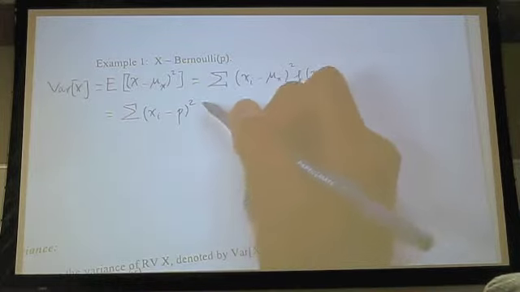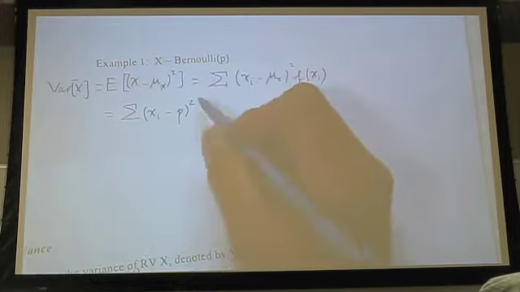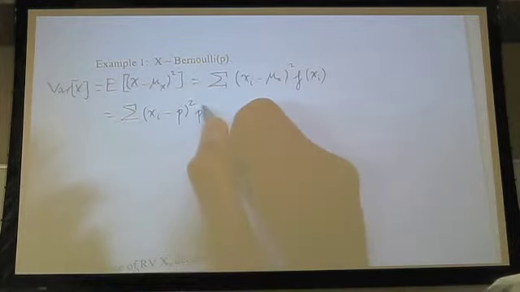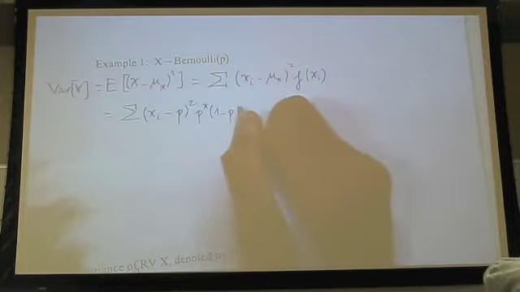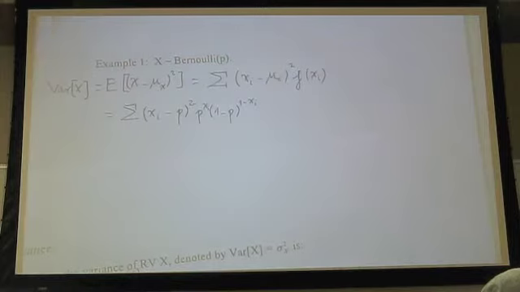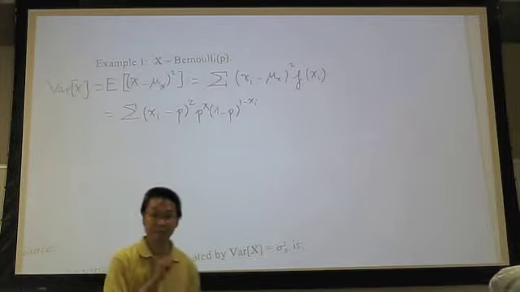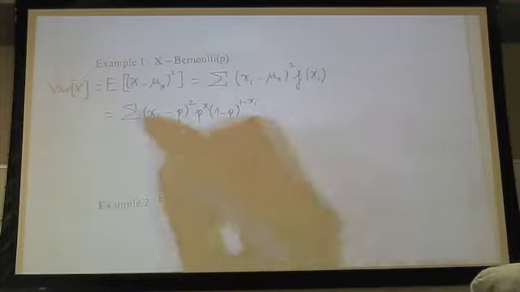Whatever that is, we wrote it down a minute ago. It's p to the x times 1 minus p to the 1 minus x, with x being xi. That's the frequency function for the Bernoulli. So now you just have to sum them up.